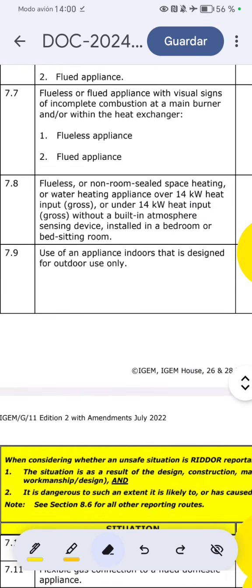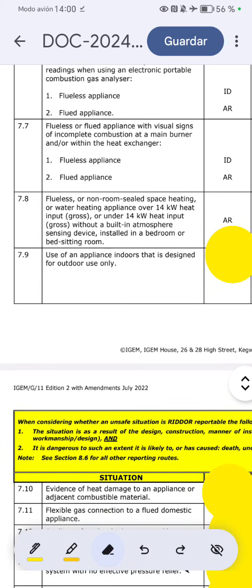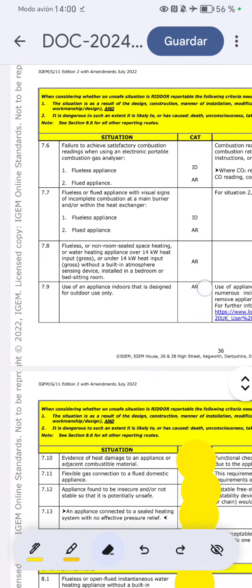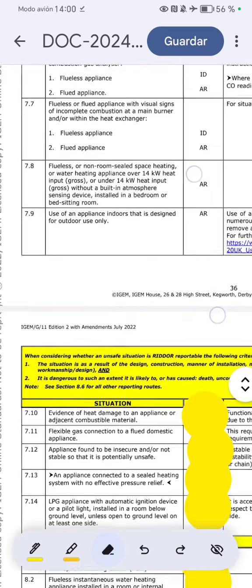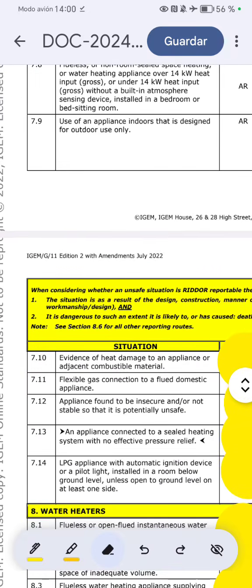7.9. Use of an appliance indoors that is designed for outdoor use. I'm going to say this is at risk. Okay, so I've got 5 wrong. I think there's about 140 to 150 categories here. So if I get 5 wrong, I think I'm not doing too bad at the moment.